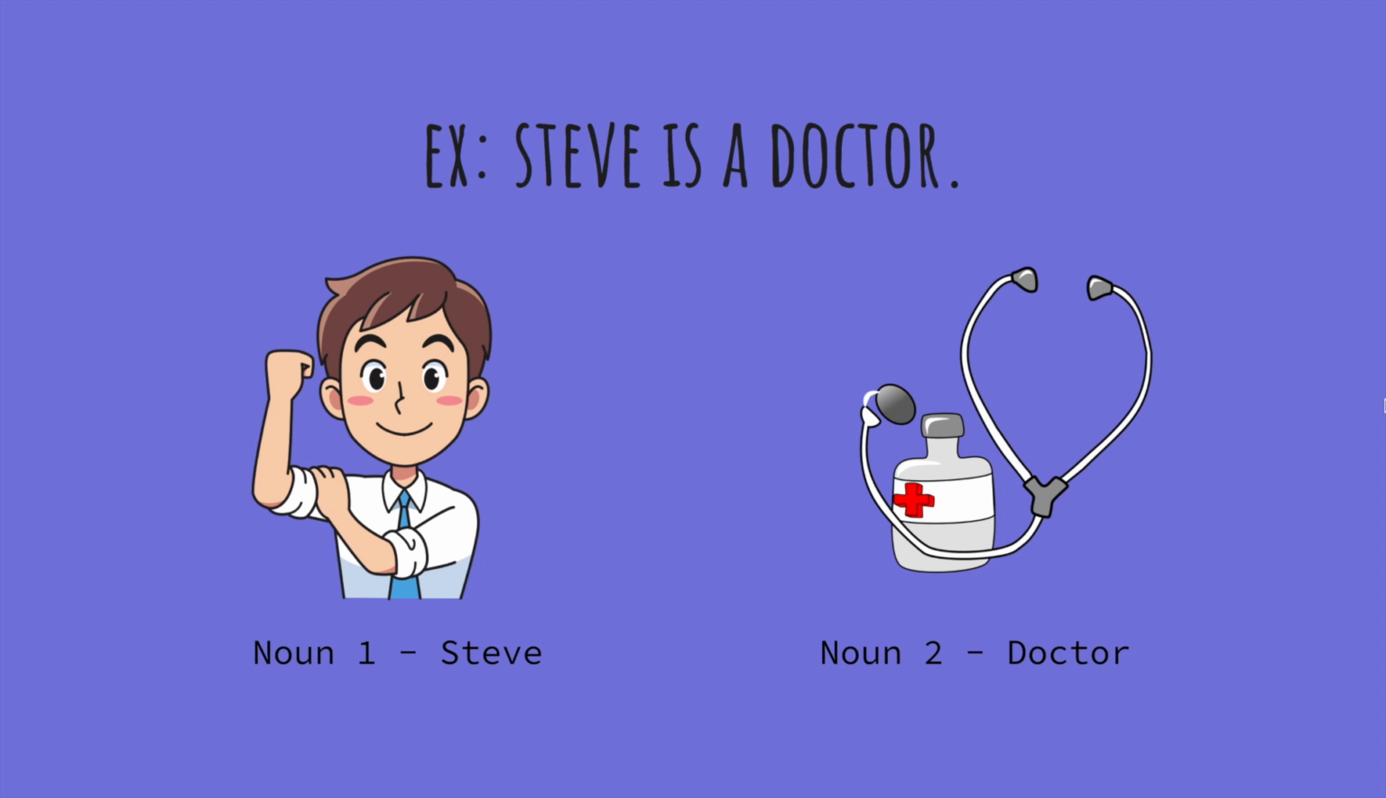Here we have the example, Steve is a doctor. The first noun is Steve. Steve is what is being described. The second noun is doctor. Doctor is the description.